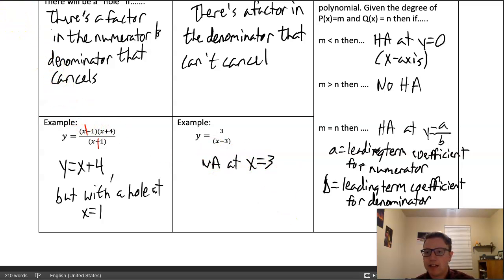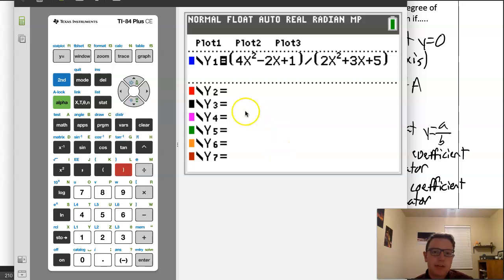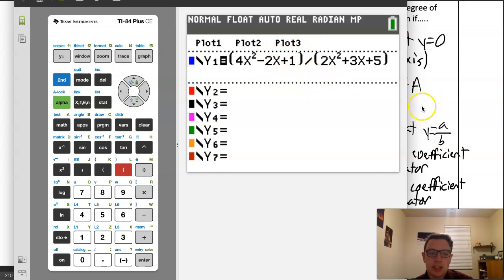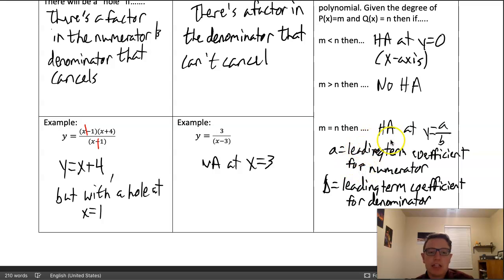We're going to look at a graph here. Here we are back with a graph. What is our degree on the top and the bottom? They're both squared, so both of our degrees are the same. If they're the same, then we expect our horizontal asymptote at a over b, the leading term of the top divided by the leading term of the bottom.